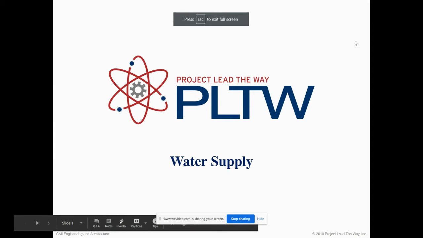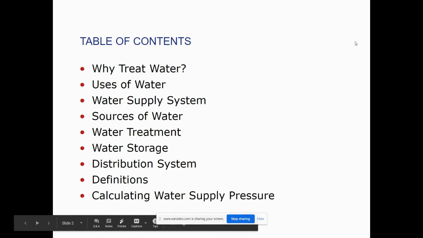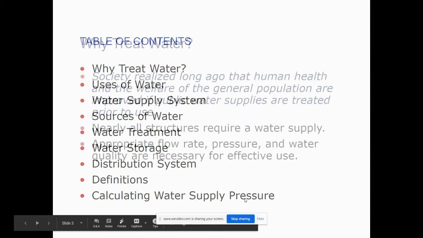So for residential water supply, the things we're going to be going over are why we treat water, what we use water for, what the general parts of a water supply system are, sources of water, how we treat water, how we store water, then the distribution system, definitions, and most of the time we're going to be talking about calculating water supply pressures, because that's where the analysis comes in.